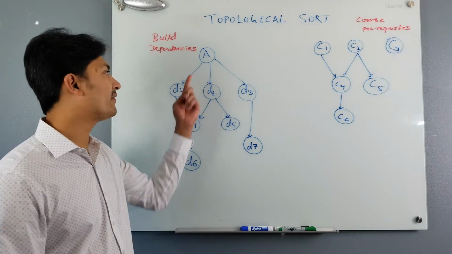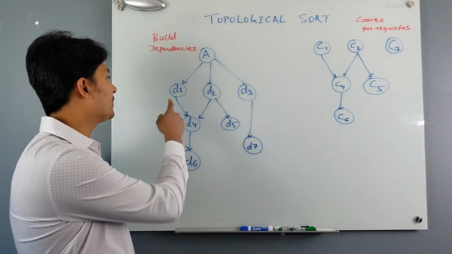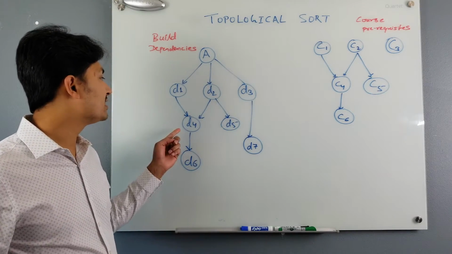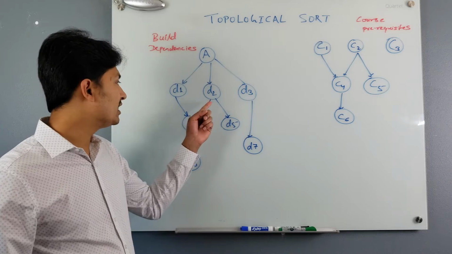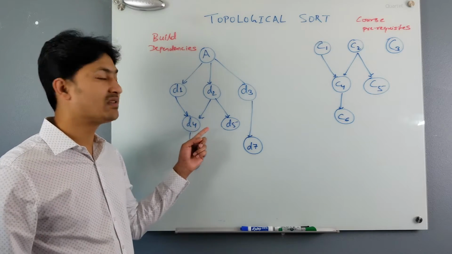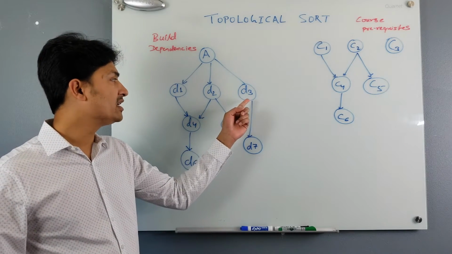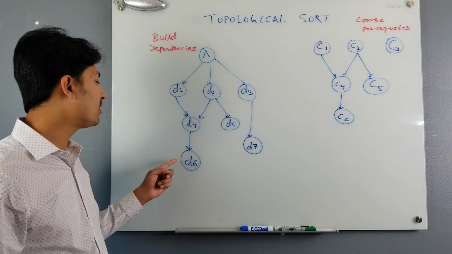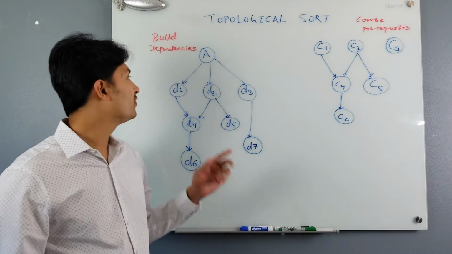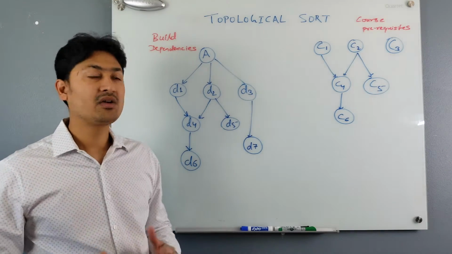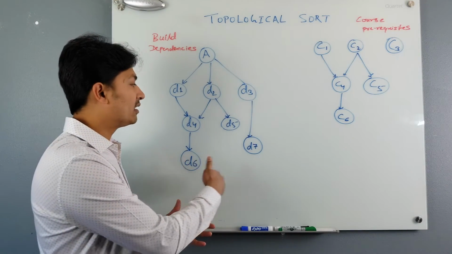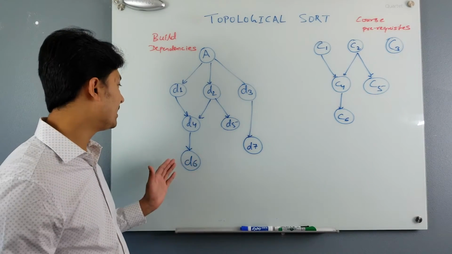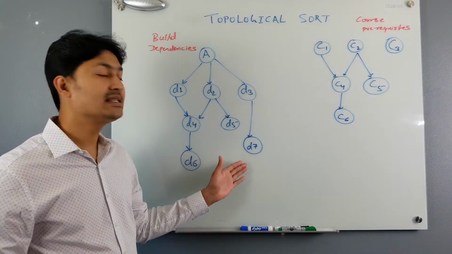For example, if you have an application A which has dependencies D1, D2, D3, D1 has further dependencies on D4, whereas D2 has dependencies on D4 as well as D5. Likewise, D3 has dependencies on D7 and D4 has dependencies on D6. So if you need to build an application A, first you need to build the dependencies which have no dependencies, for example D6, D5 and D7.